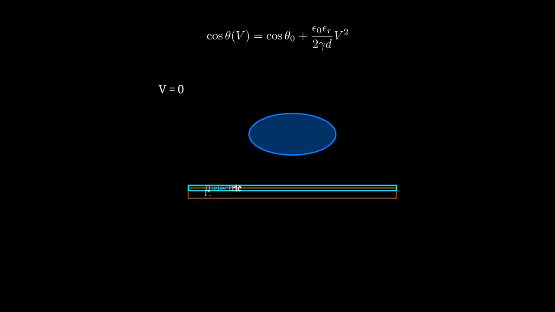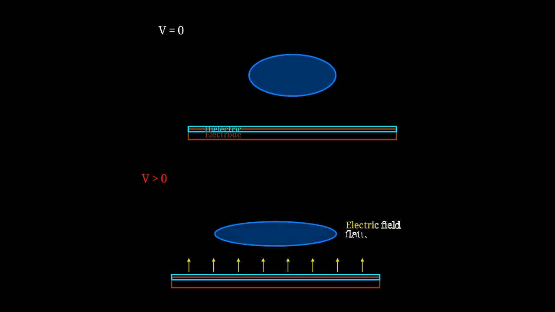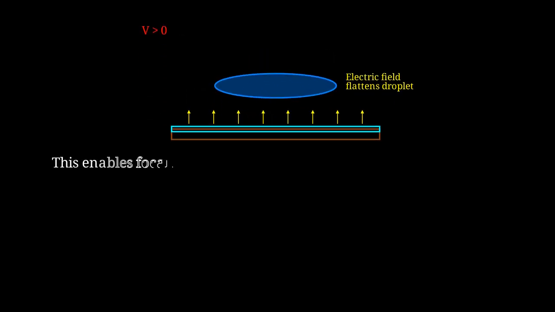With zero voltage, the droplet has a natural contact angle determined by material properties. The droplet sits on a thin dielectric layer above an electrode. When voltage is applied, the electric field modifies interfacial energy, reducing contact angle. The droplet spreads, becoming flatter with longer focal length. Practical electrowetting lenses achieve focal length changes of 50% or more, with response times in the millisecond range.